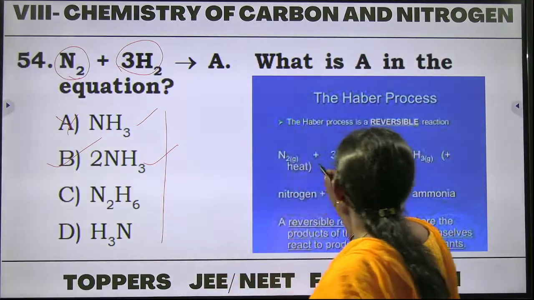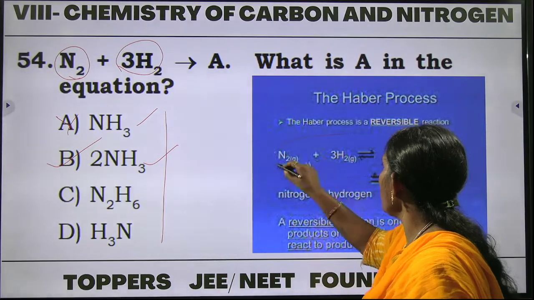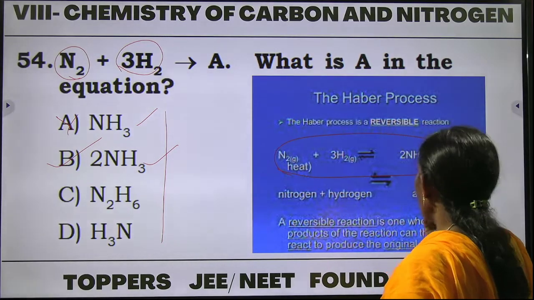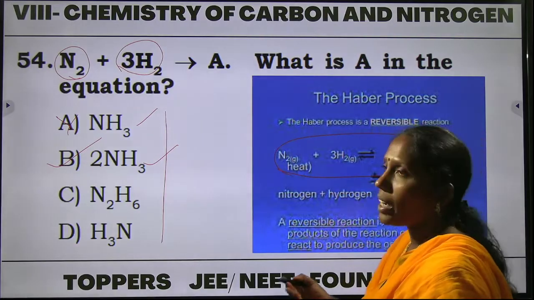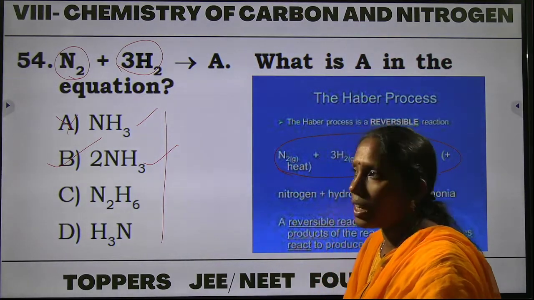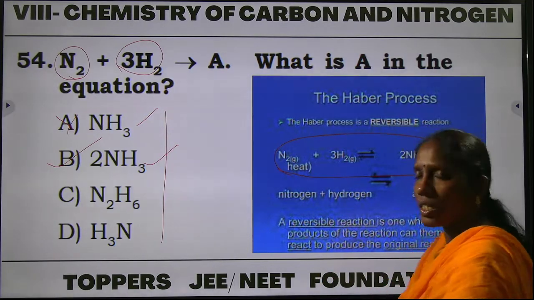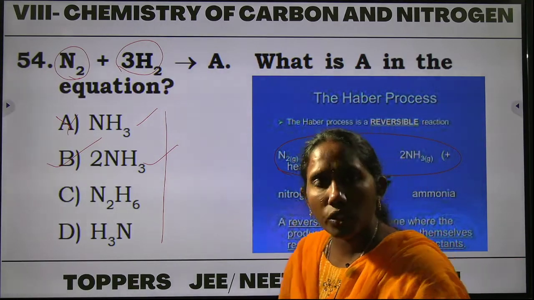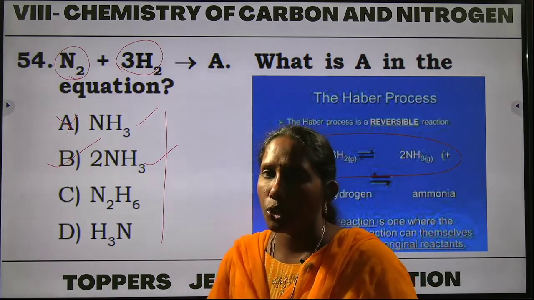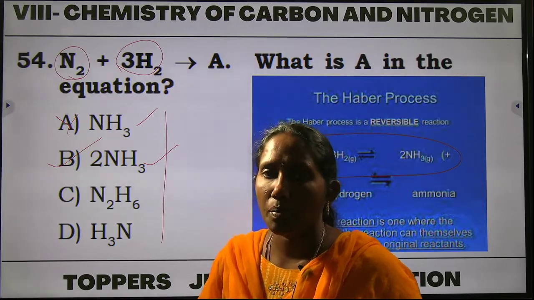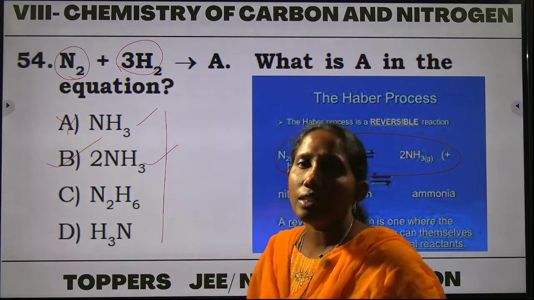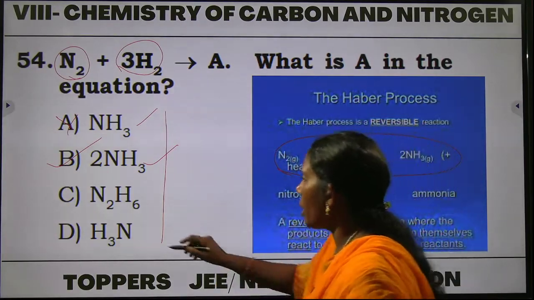No. Here you can observe clearly Haber's process: N2 plus 3H2 gives 2NH3. It is a reversible reaction, which means from ammonia we can get back nitrogen and hydrogen in a closed vessel. It is a reversible reaction in a closed vessel because the reactants and products are both gases. If you consider this reaction in an open vessel, it is an irreversible reaction. If you take this experiment in a closed vessel container, then it is a reversible reaction.